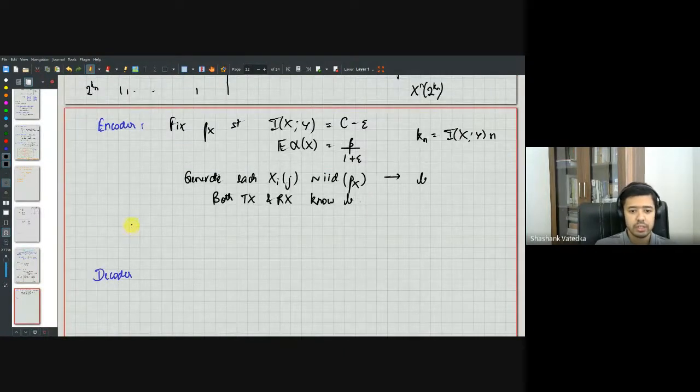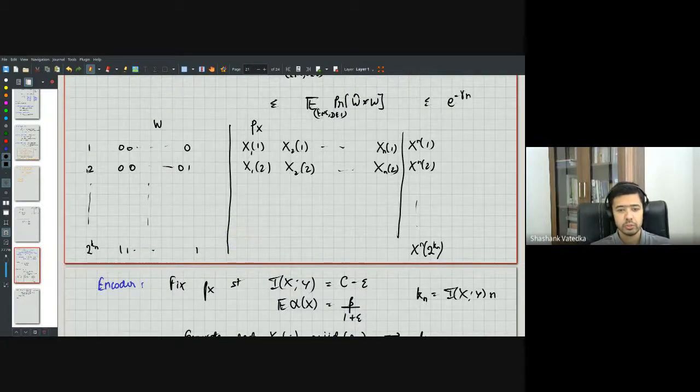Okay, and what does the encoder do? Now that you have generated a code, the encoder does the following. Given that you want to transmit the jth message, you just transmit the jth code word. All right. So let us say the actual message is this particular sequence. If W is this particular sequence, then what does the encoder do? It just outputs this particular code word sequence.